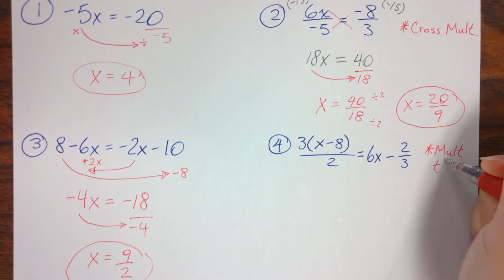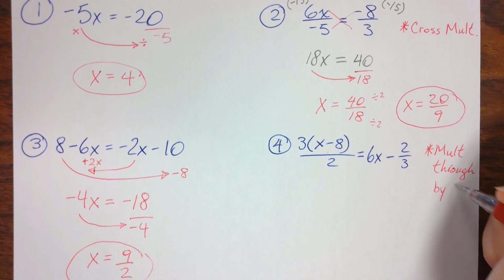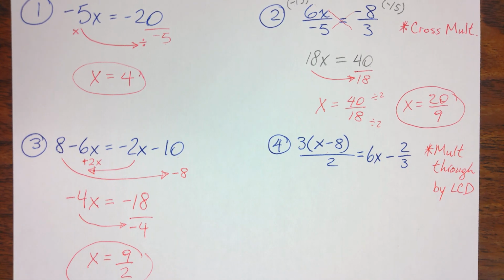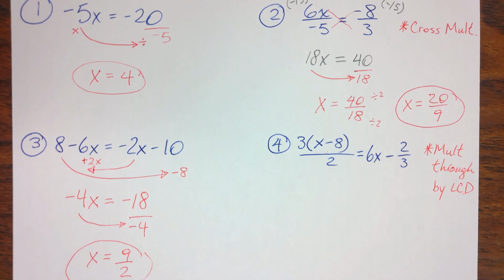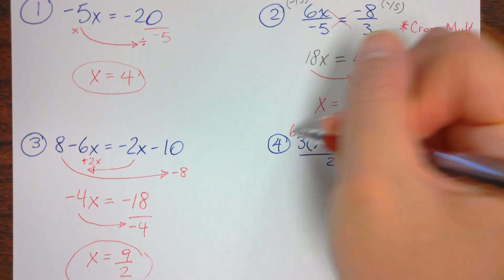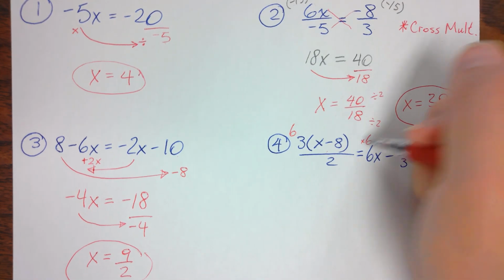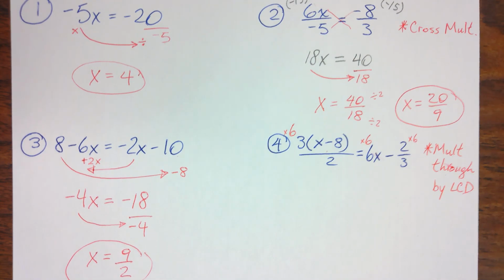Multiply through by the lowest common denominator. Okay, so what's my LCD here? 6, right? Between 2 and 3, I multiply this by 6, I multiply this by 6, I multiply this term by 6, all 3 terms.